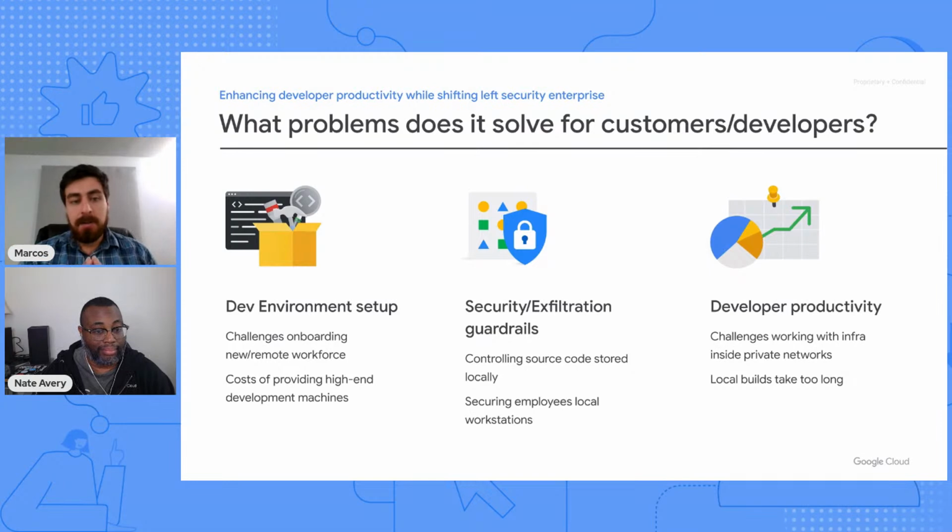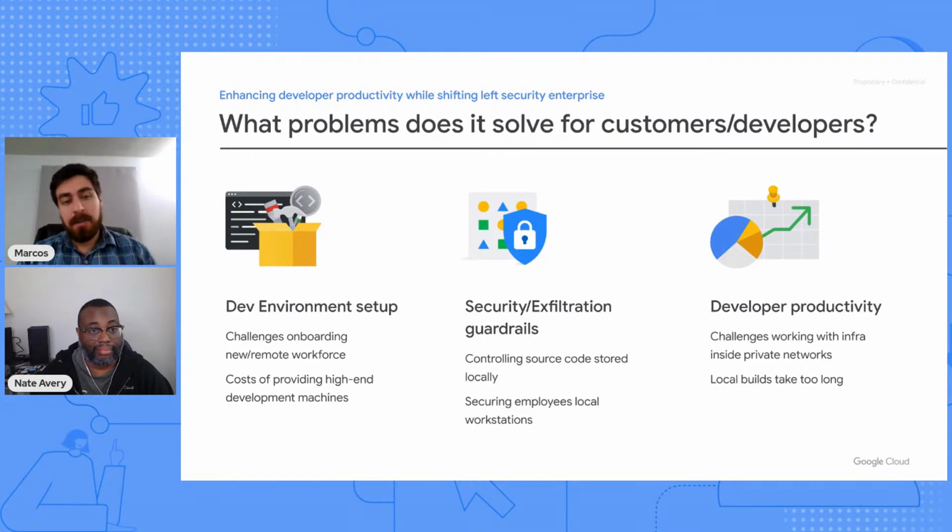The second one is security, exfiltration, guardrails. One thing to keep in mind here is the moment you have your source code or sensitive data stored on local machines, you're increasing your attack surface. The idea here is twofold. One is by moving those to the cloud, you are now ensuring that there is no sensitive data on disk. You're just having data being stored in memory for the files developers are working through.